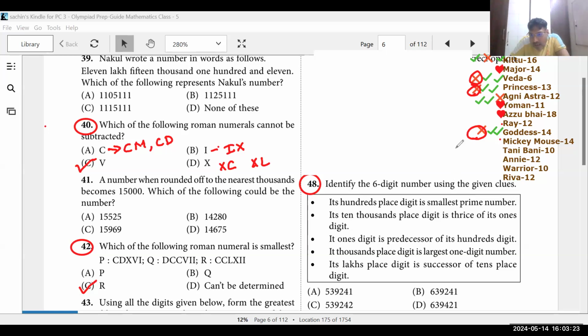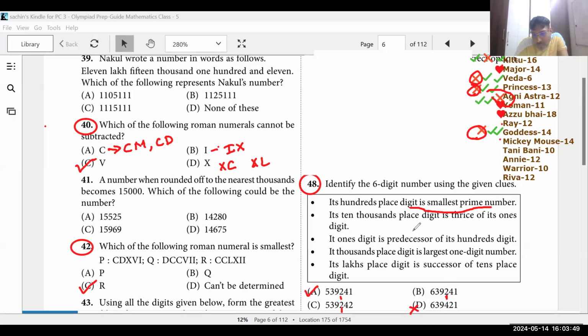So then identify the number. Agniastra, you got this wrong, beta. What should be the answer for this, Agniastra? Sir, the answer for this should be. Should I explain? Sir, yes. So sir, its hundreds place digit is the smallest prime number. Smallest prime number is 2, 2, 2.